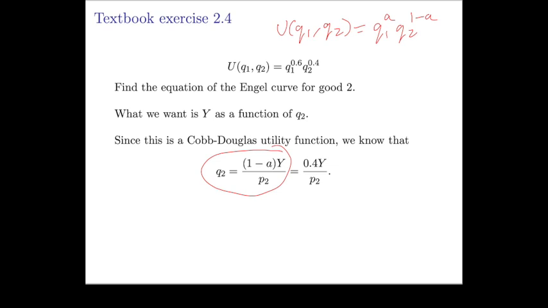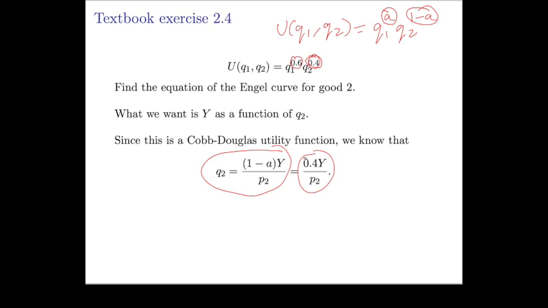So your demand for good 2 is going to be (1 minus a) divided by p2 times y. So 1 minus a is 0.4, so 0.4 times y divided by p2. One good way to remember this is to look at these coefficients and remember that they actually mean something economically. The coefficient a is the proportion of the consumer's income that the consumer will spend on good 1, and the proportion 1 minus a is the proportion that the consumer will spend on good 2.